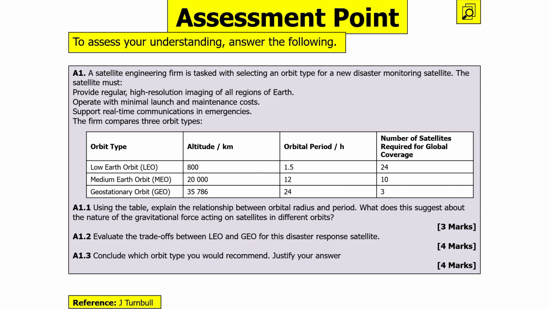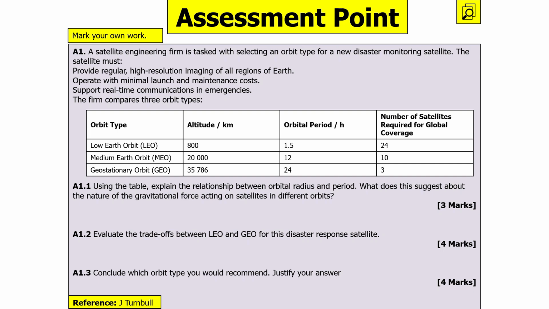Using the table, explain the relationships between the orbital radius and the period. What does this suggest about the nature of the gravitational force acting on the satellites in different orbits? Evaluate the trade-offs between the LEO and GEO for this disaster response satellite, and conclude which orbit type you would recommend. Justify your answer. So, pause the video now, then unpause the video when you want to go through your answer.